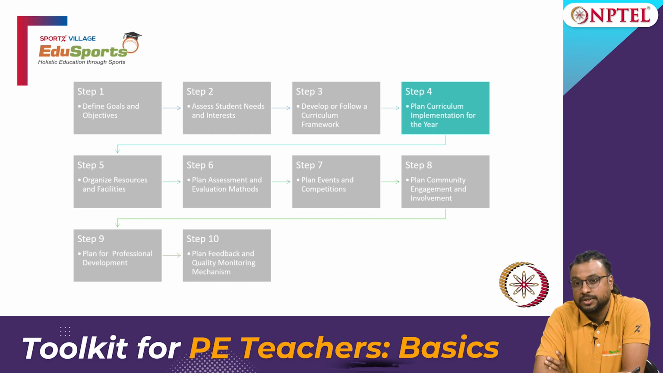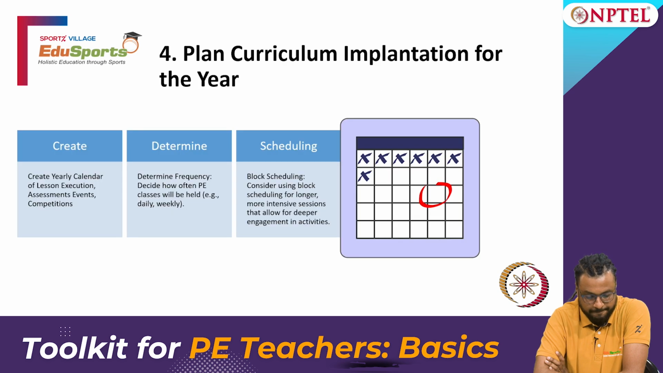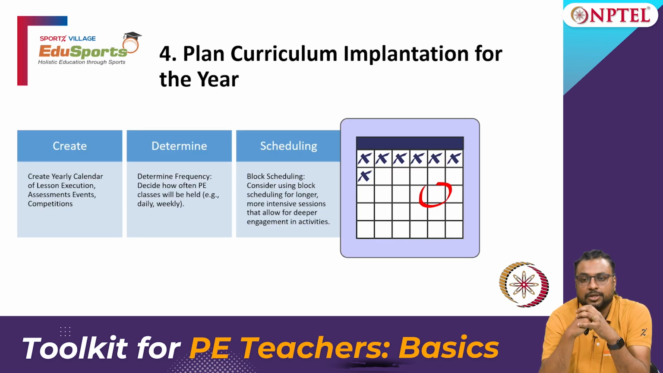Step 4 is to plan the implementation for the year. So you have a defined goal now. You have assessed your students. You have selected the right curriculum framework as well. So now it's time to plan for the implementation of this curriculum for the entire year. How do you do that?